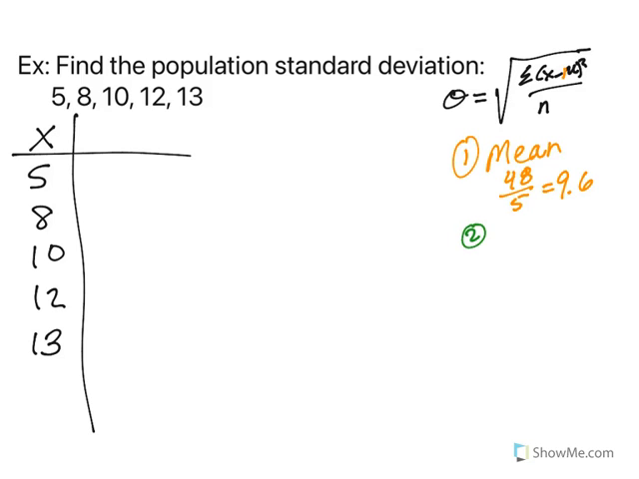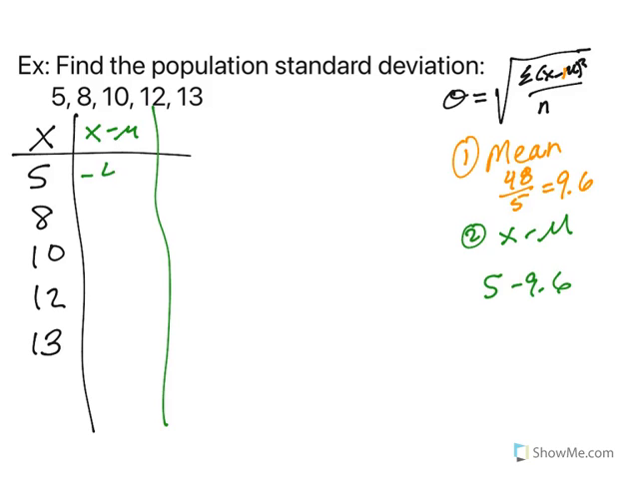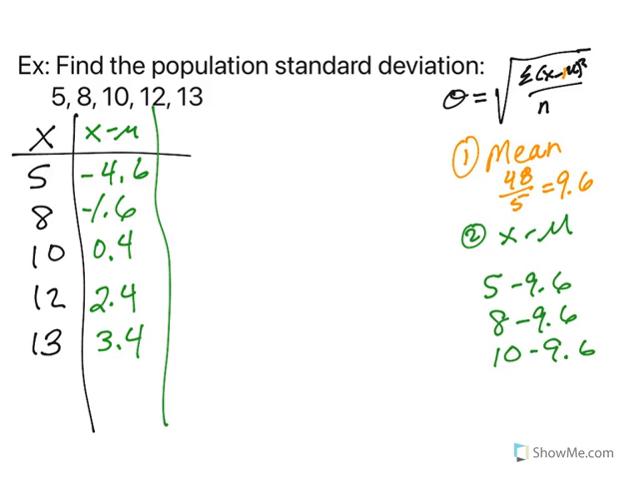That mean allows me to find the deviation, which is x minus mu. So that's my next column in the table. I take my data value 5 and subtract 9.6, and I get negative 4.6. Then 8 minus 9.6 gives me negative 1.6. Then 10 minus 9.6 gives me 0.4. Then 12 minus 9.6 gives me 2.4, and 13 minus 9.6 gives me 3.4. So I have my x minus mu column. This is the deviation column. If I add all of those together, I should always get 0. And I do, because the sum of the deviations is always 0.